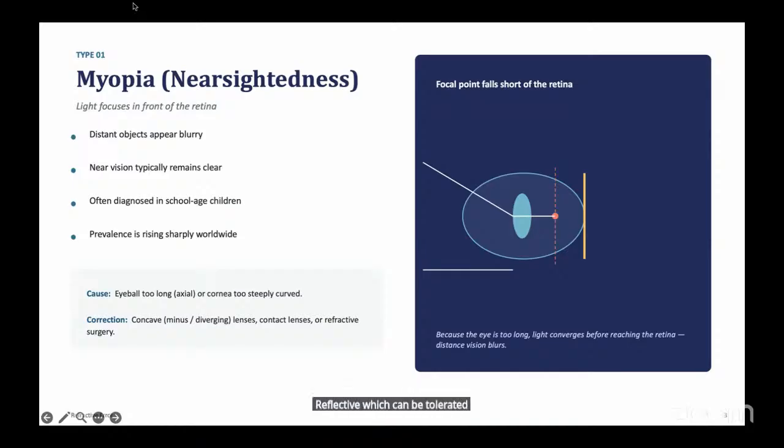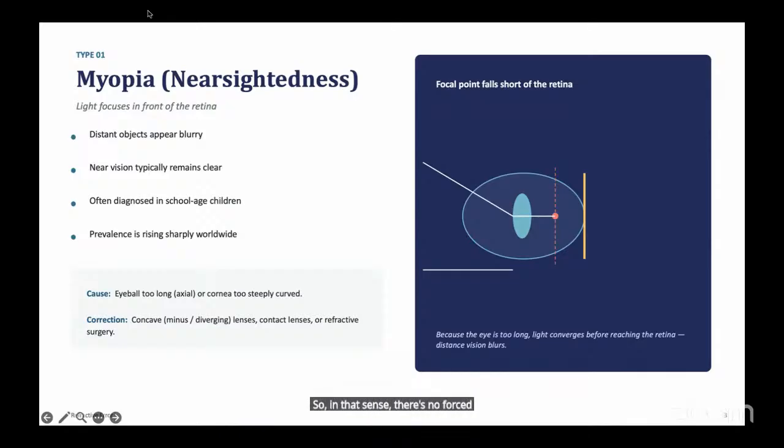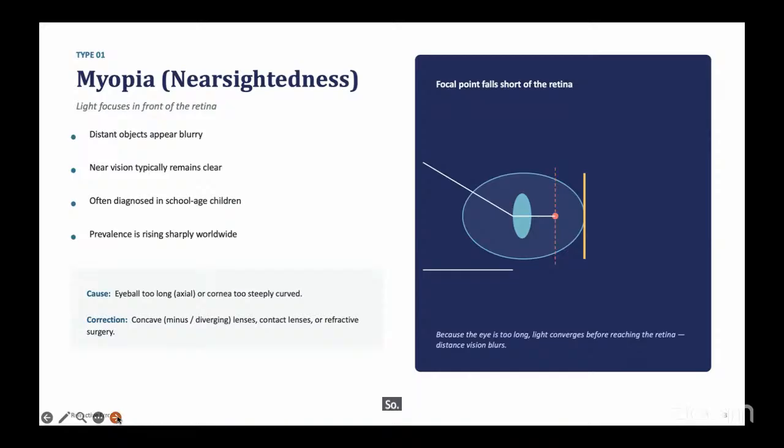So when they come, we have a special test for them, which involves the use of ocular dilators. These are drops we install in the eye to relax the eye. So in that sense, there's no forced focusing from the child, and we can get the actual error the child has. Then we can give glasses to address their actual refractive error. Okay. So please can we move to the next slide?